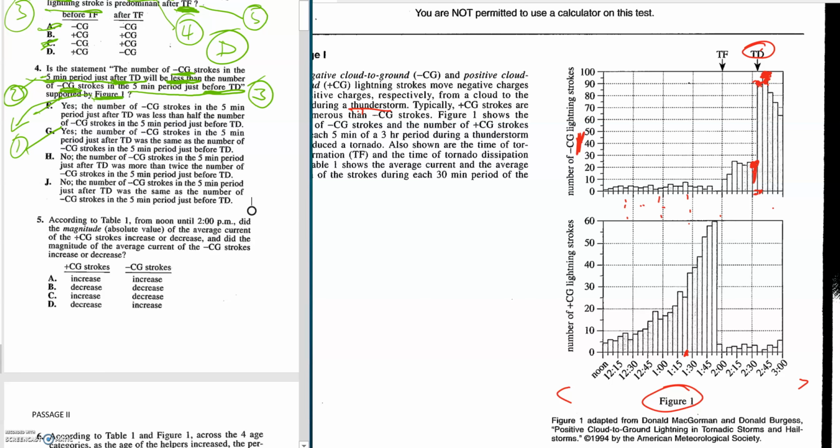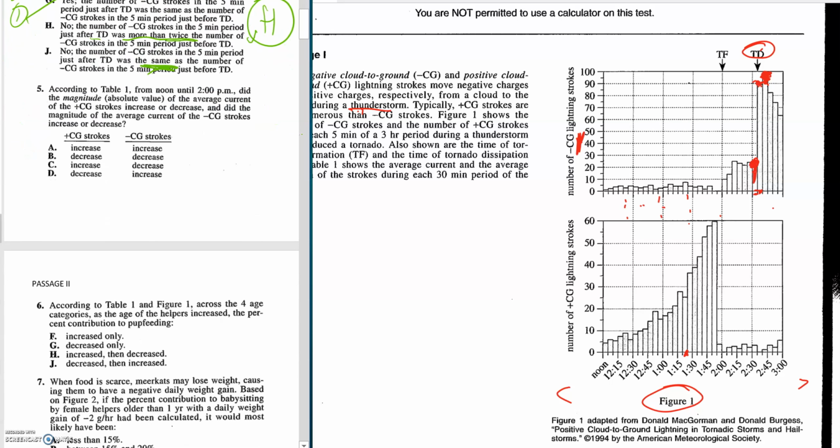And then what's the condition? No, the number of negative CG strokes in the 5-minute period just after was more than twice. Well, yeah, this one before it is about maybe 25. This one after it is at least 90 something. So that one, yes, it's still valid. Let me see if this one, J, is no, the number of negative CG strokes in the period just before and the period just after was the same. No, it's clearly not anywhere near the same, so that's H.